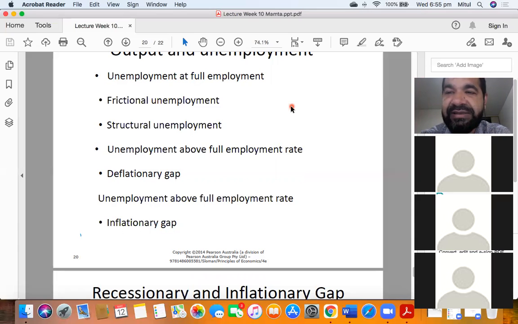Structural unemployment is when the business structure changes. Like recently, you can see that new things are coming up. Robots are coming up. AI is coming up. So a lot of people will be losing their job because robots will be delivering in the restaurants. So waiters will lose their job. This is really structural unemployment, because the business structure has changed.